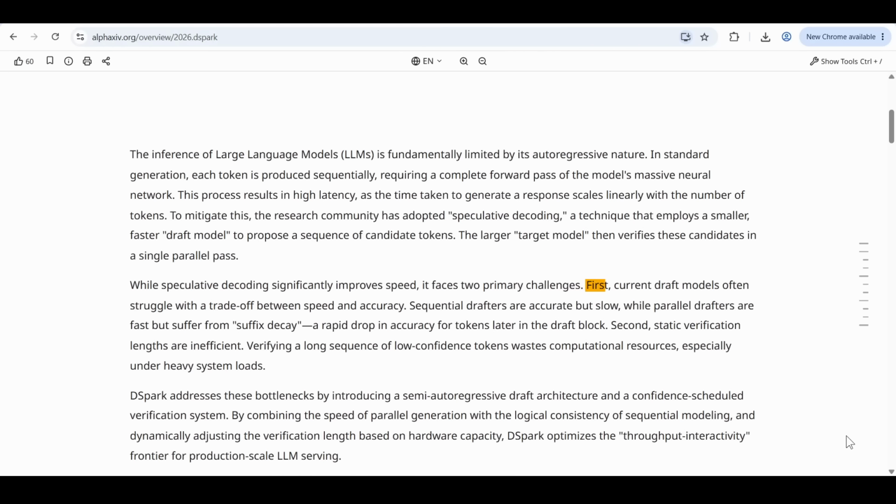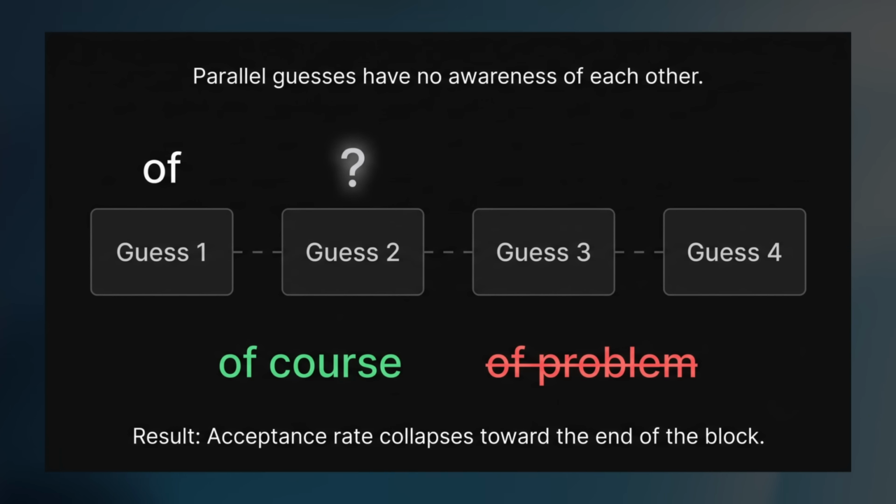The first weakness is what happens when the draft model makes its guesses. Most speculative decoders, like the ones before DSpark, generate all the draft tokens in parallel, at the same instant. Which is fast, yeah, but the problem is, none of those guesses know what the others picked. So say the model wants to write, "of course." The draft model is guessing the next word, and the word after that, simultaneously. But they're not talking to each other.